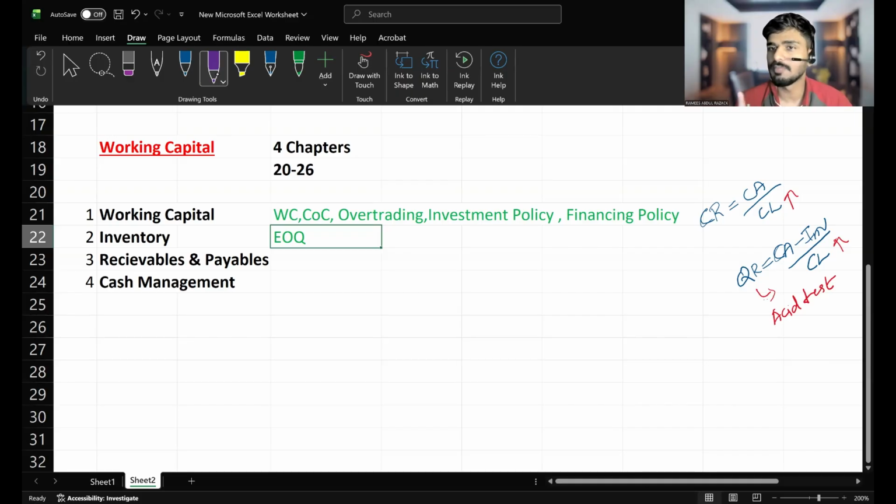Holding cost also cannot be the least in EOQ. But if you ask me the point at which both holding cost and ordering cost together are the least, that is EOQ. Together, where they can be the least, that is called EOQ, economic order quantity. So always remember, holding cost is not the least in EOQ. Holding cost will be the least in JIT only, not EOQ.